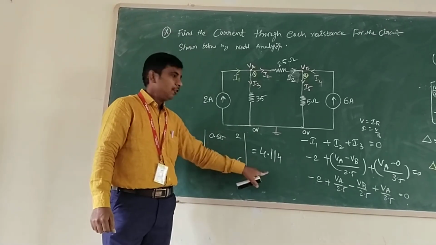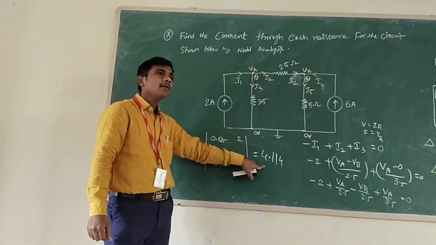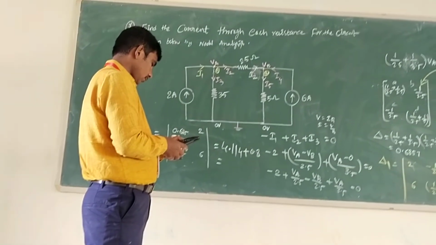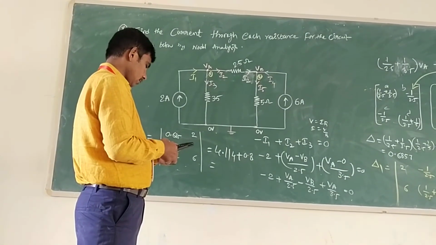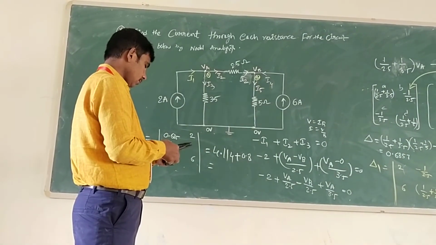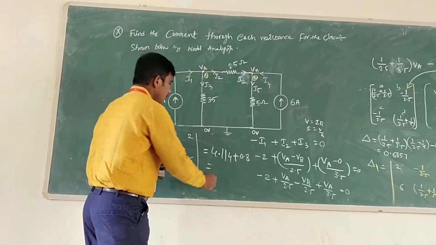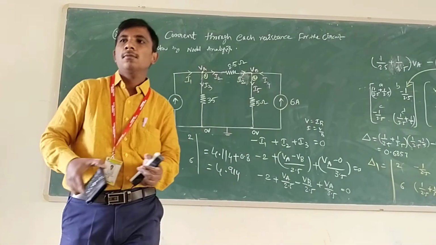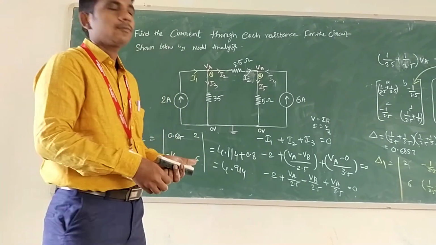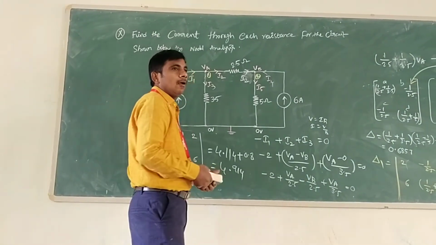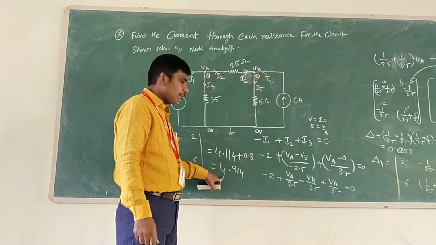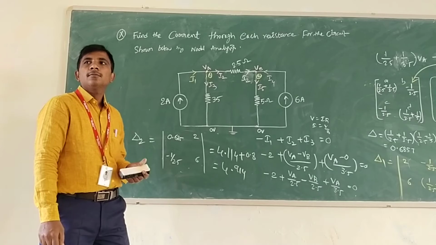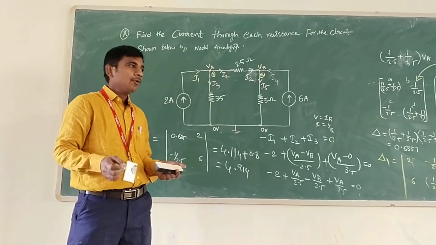Yes, sir. Again. Delta. Now the answer is 4.914. Determinant 2 answer is this one.